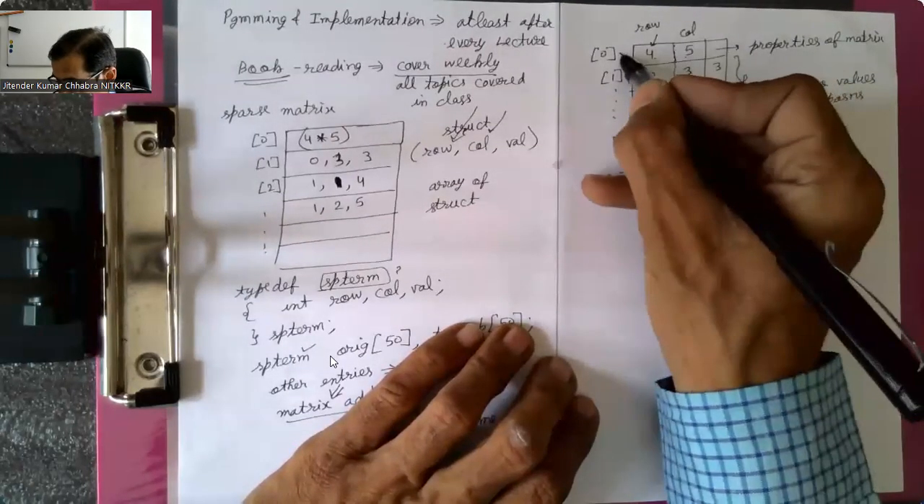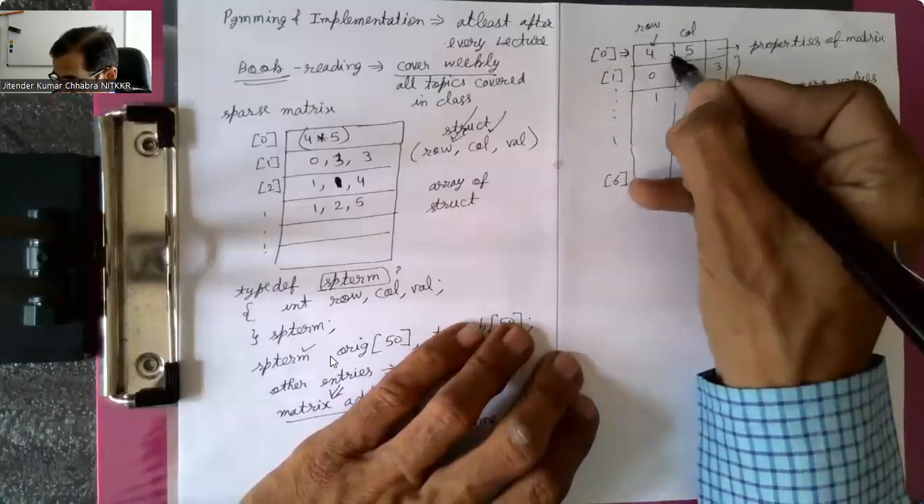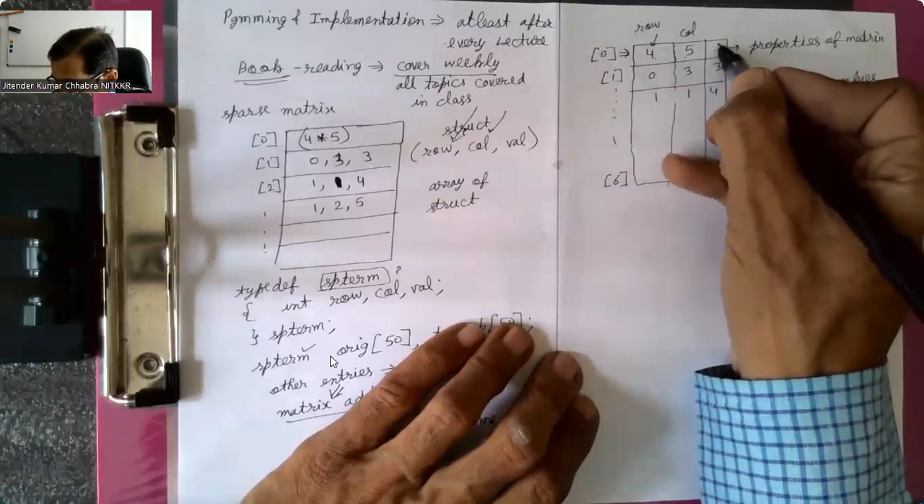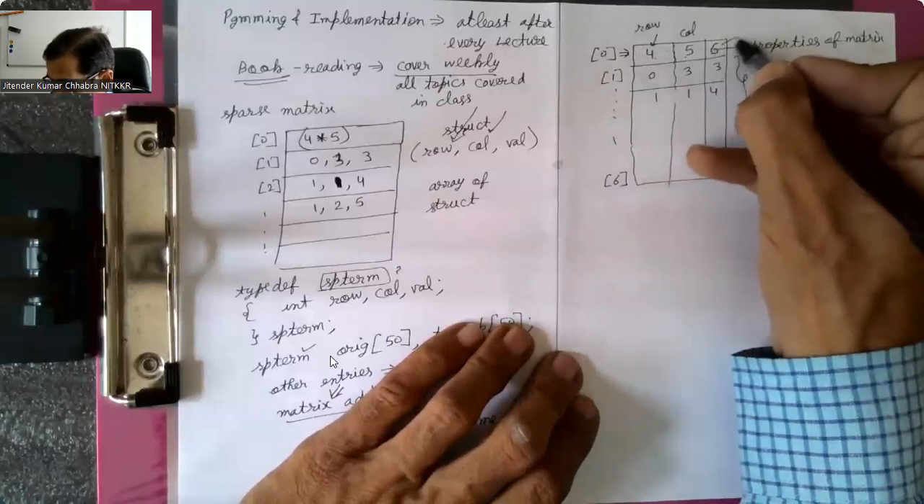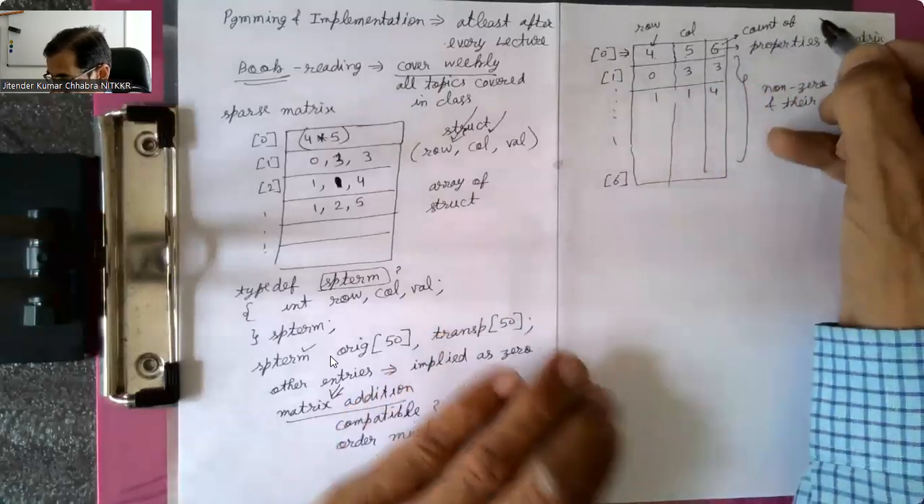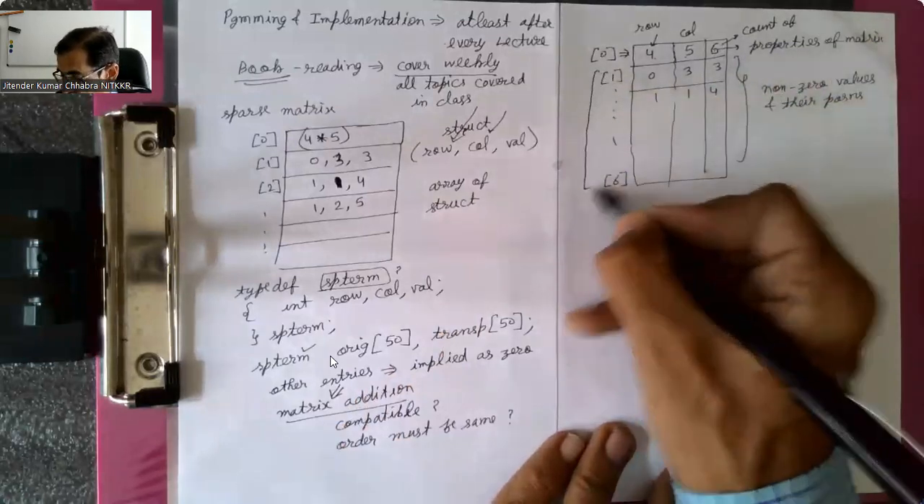And in row 0, I will say I have the matrix properties. This space is available. I can safely use this space to maintain the count of non-zero entries that will indirectly help me in knowing how many further rows are there.